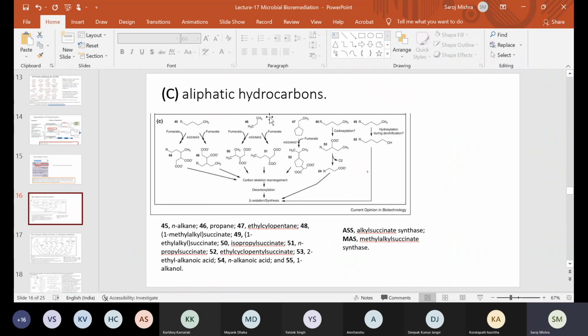Okay, so at this point, this slide, I hope everybody understands and appreciates that there are only 2 methods, either by carboxylation or by fumarate addition, that such kind of hydrocarbons can eventually enter into the central metabolic pathway. So is this point clear to everybody? Yes.